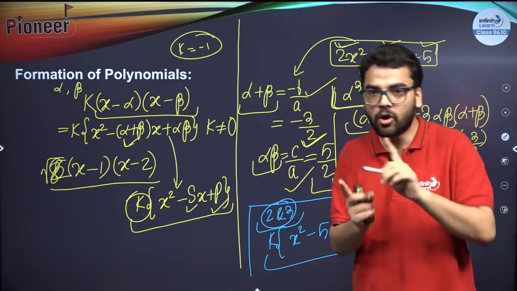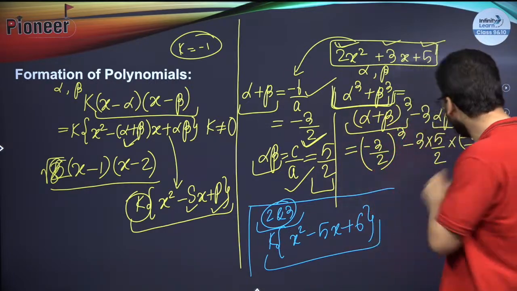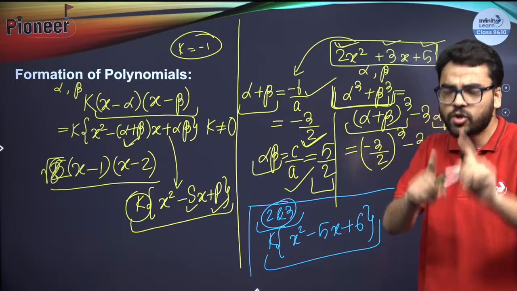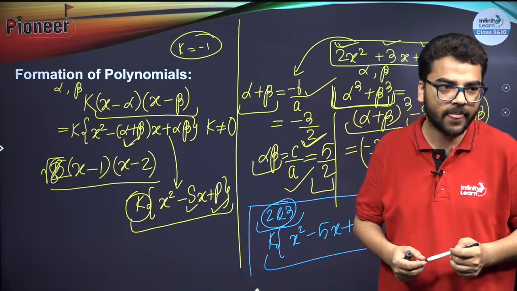But suppose we are talking about a quadratic equation. If you are talking about a quadratic equation, then there is only one such quadratic equation whose roots are alpha and beta. You got that logic?